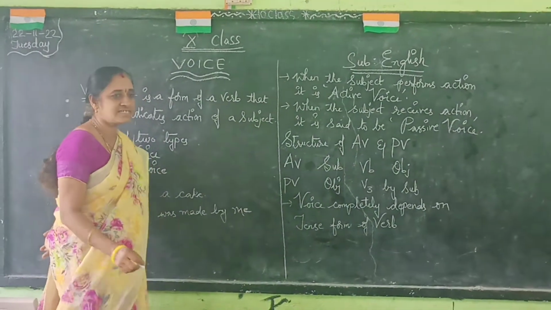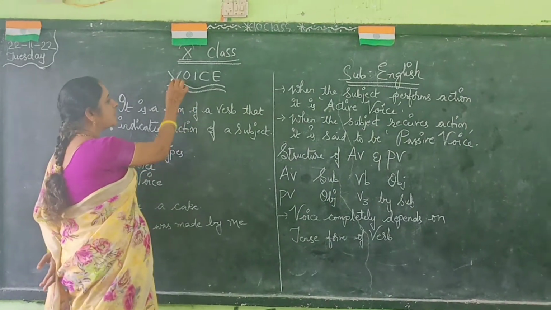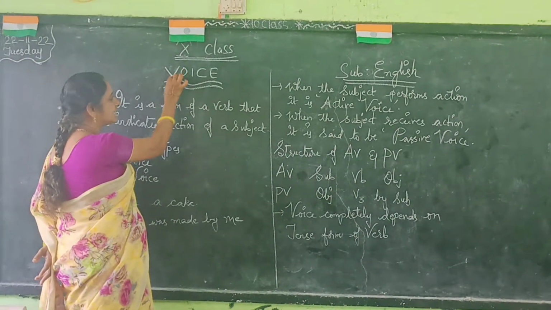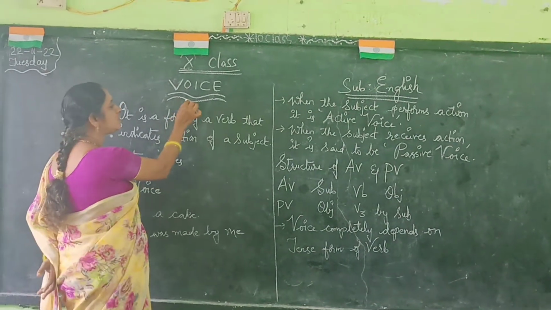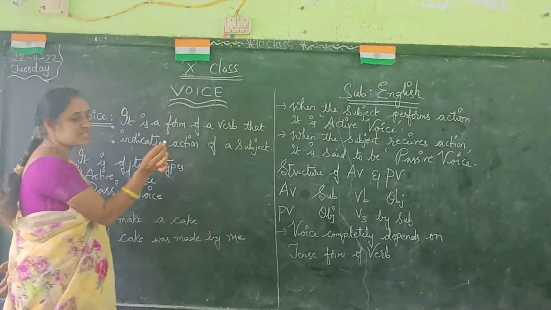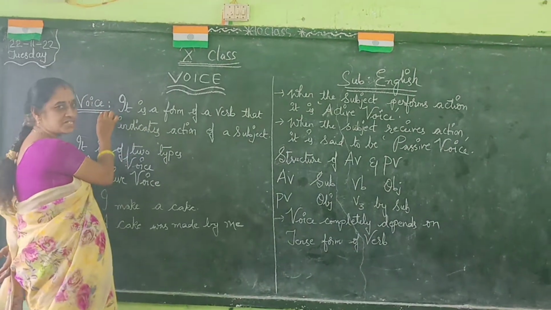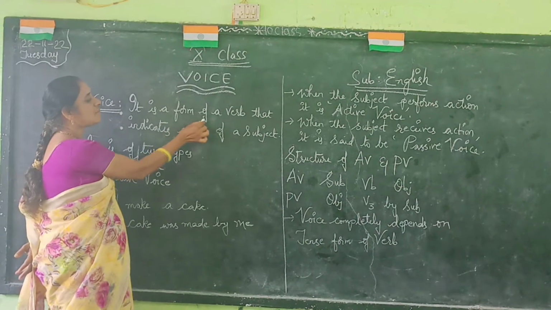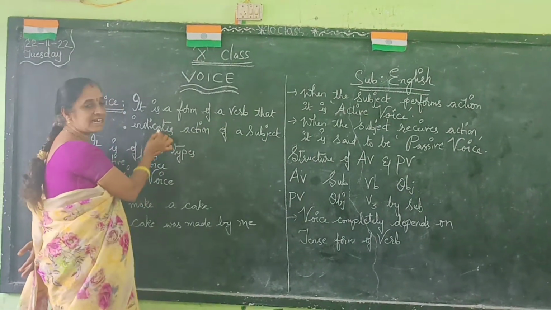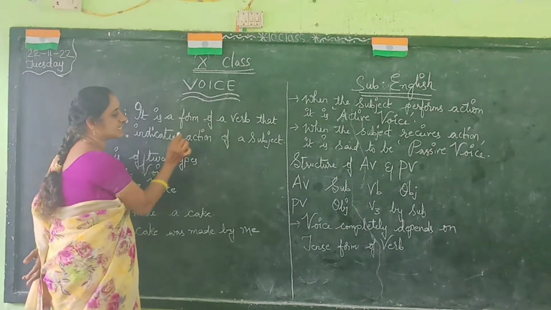Today let us learn about an important topic in the whole of English grammar: voice. Okay, let us learn about voice. So first of all, let us have a look at the definition of voice. Voice is nothing but a form of a verb that indicates the action of a subject.